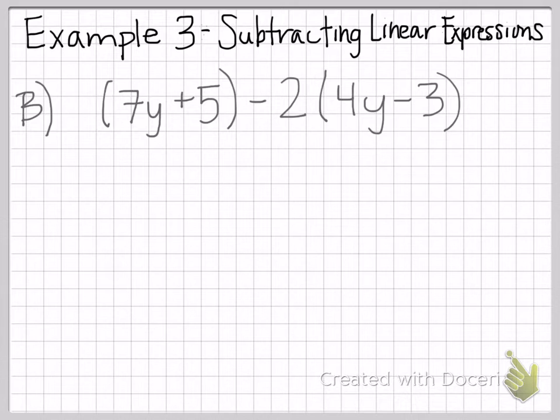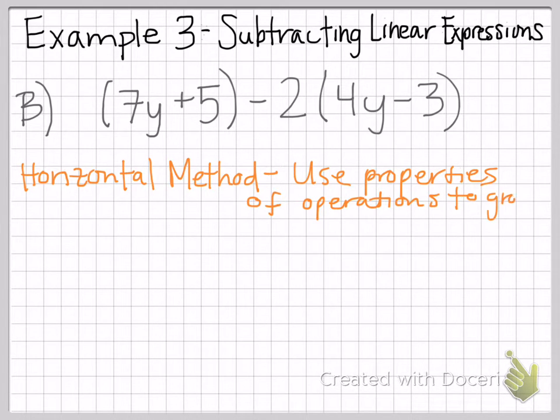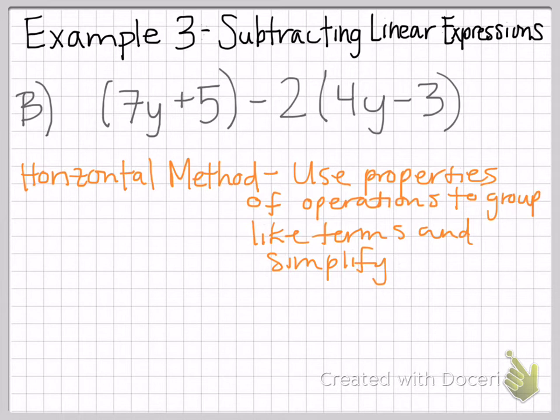Let me write down my horizontal method rule. Horizontal method says to use properties of operations to group like terms and simplify. Okay, so let's go ahead and do this.